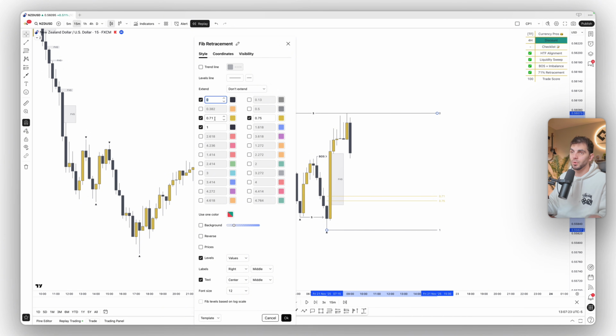So I have the 71% and the 75%, really only use the 71%, but yeah, just deselect everything that you don't want, only enable the ones that you do want, of course, including the 0 and the 1, and then you can of course color code it as well if you'd like.